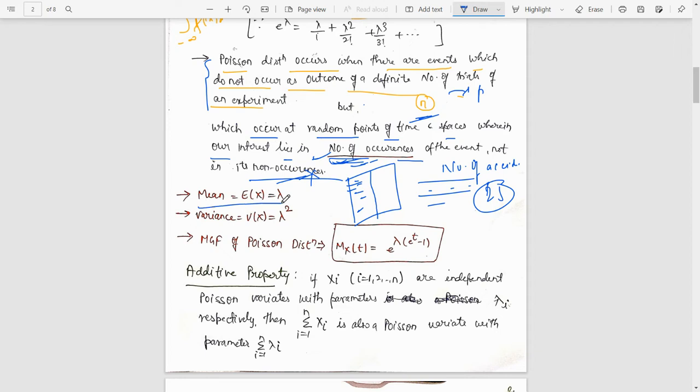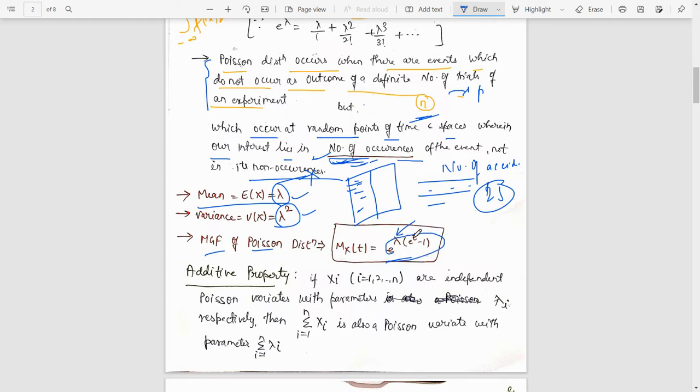The mean of the Poisson distribution is given by lambda, the parameter that you have, and the variance of that random variable is also given by lambda. These are the mean and variance of the Poisson distribution, and the moment generating function is given by e to the power lambda times (e to the power t minus 1). So anywhere in the questions, if you see the moment generating function of a distribution given like this, you have to consider that this is a Poisson distribution with parameter lambda. Lambda will be any number; it will be given, and the structure of the MGF will be something like this.